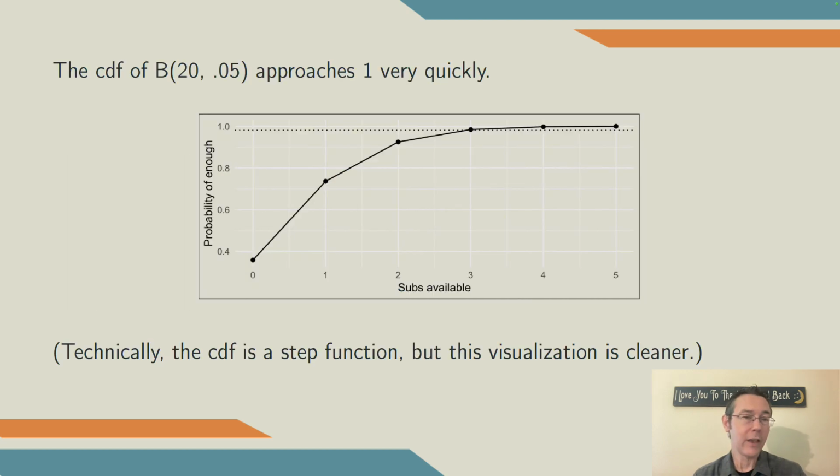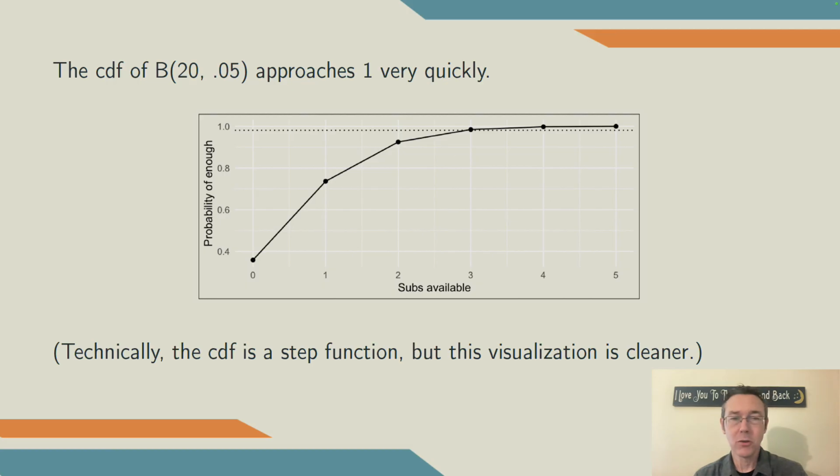Here's a visualization of that cumulative distribution function. You can see that it approaches 1 very quickly. I have put the threshold that we need, 98%, here as a dotted line, and you can see that we've already crossed that for k equals 3.